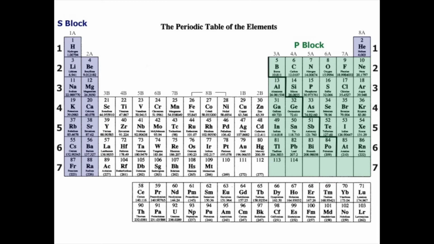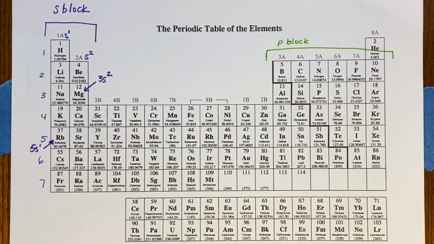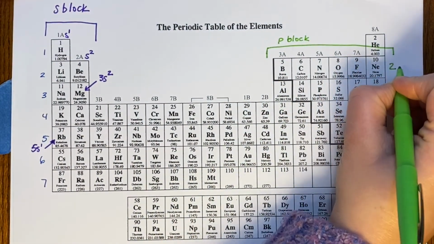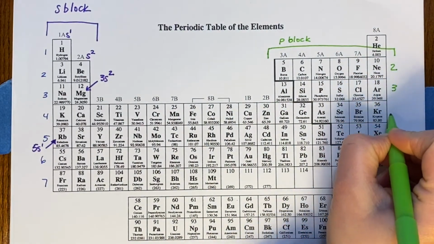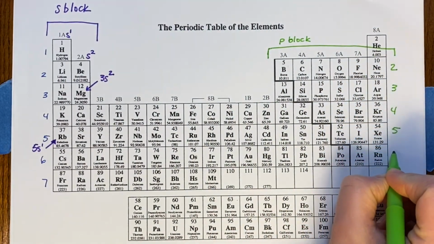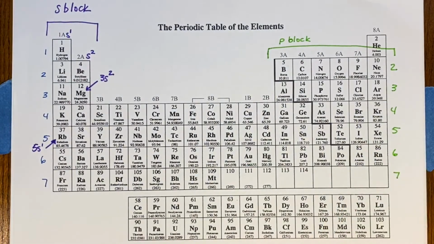On the other side of the periodic table, groups 3A to 8A give rise to my p block. And so if you notice, my p block starts in the 2nd period. And what we know from our discussion of quantum numbers is that our p orbitals start in the 2nd shell. So this corresponds to where I'll be placing electrons into my 2p subshell, 3p, 4p, 5p, 6p, and 7p. So that once again, the position of the element within the p block gives me a lot of information about its electron configuration.